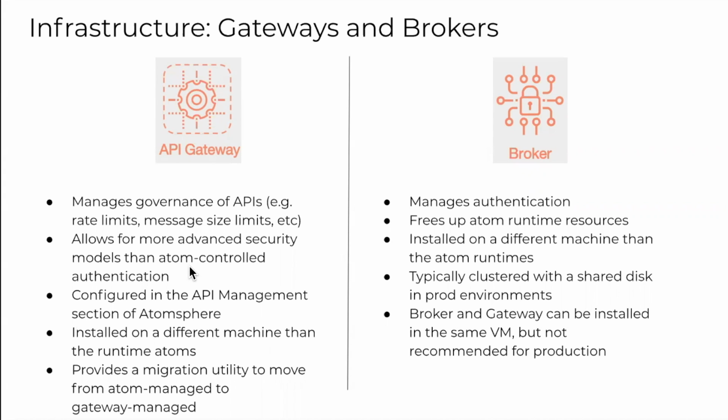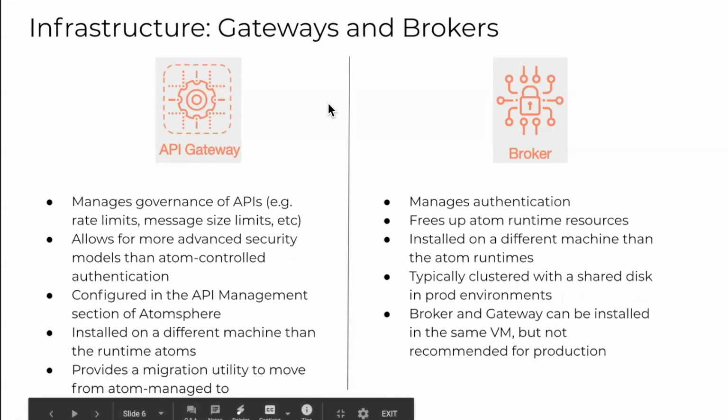The API gateway also allows for more advanced security models than atom-controlled authentication. We've talked about that already. It's largely configured in the API management section of AtomSphere. It's installed on a different machine than your runtime atoms. In my example, the environment we're going to go through in a minute, I've got everything installed locally, but definitely not recommended for production. It's good enough just to do a demo, but in a real application, you would want to have those on different machines.